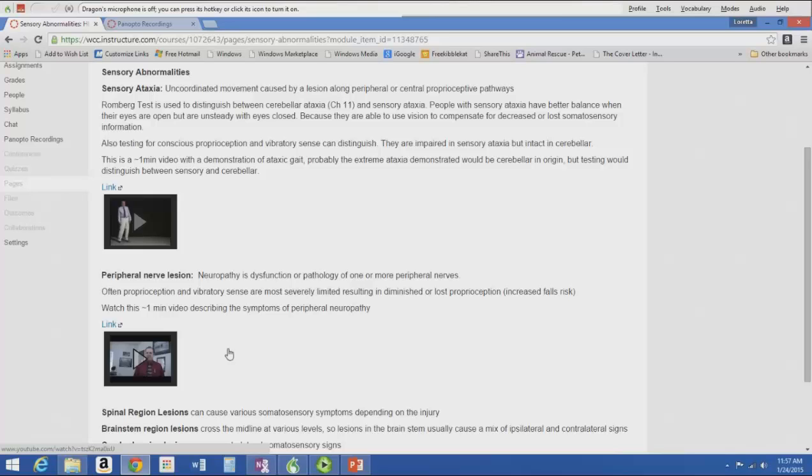The peripheral neuropathy particularly, there are lots of people with peripheral neuropathy from various causes. And so that's a nice thing to know, the symptoms. Of course, with peripheral neuropathy, our proprioception and vibration sense are limited. And so we have lost proprioception and an increased falls risk. So a lot of people get referred to PT because they had a fall. And peripheral neuropathy is often the culprit of that. And it can be caused by lots of different things.